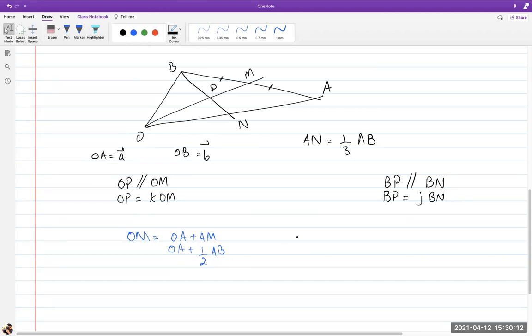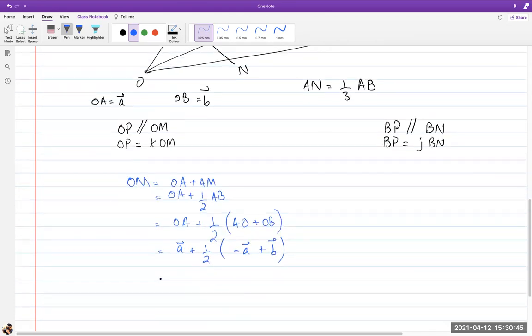Now, what is AB? I can say that AB is like going from A to O, then going from O to B. Now, what is OA? OA, as we know, is A. What is OB? OB we know is B. What is AO? Now, O to A is A, so A to O will be opposite of that. Minus A, yes. And now we have OM as half B plus half A, and we have found it.